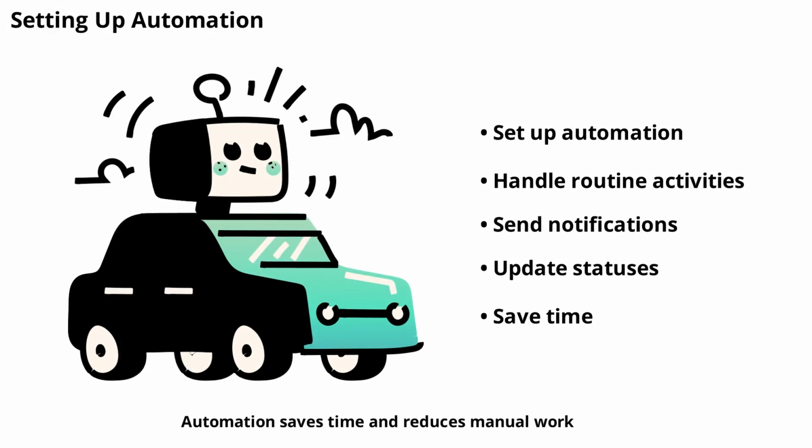Automation saves time and reduces manual work. Scheduling software may offer automation features, such as recurring tasks, reminders, or workflow triggers. Set up automation to handle routine activities, like sending notifications or updating statuses. Automation keeps your project running smoothly and frees up time for more important tasks.